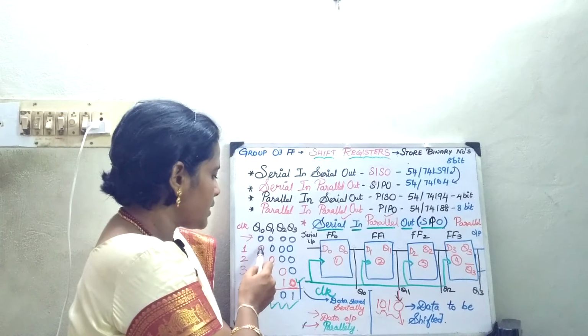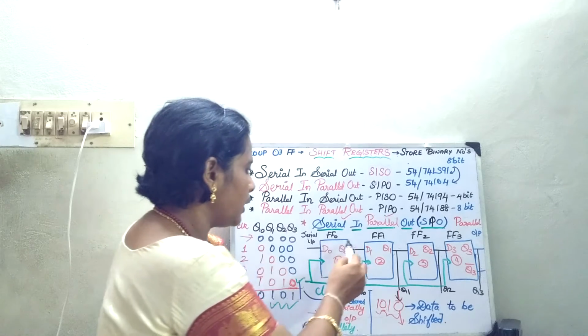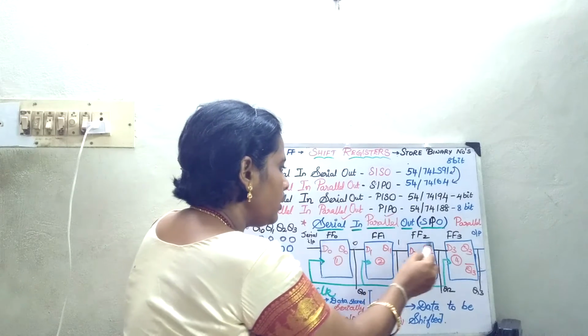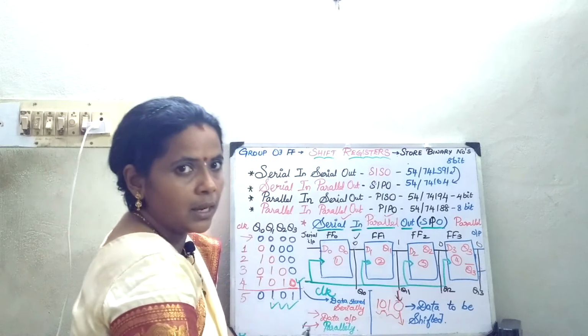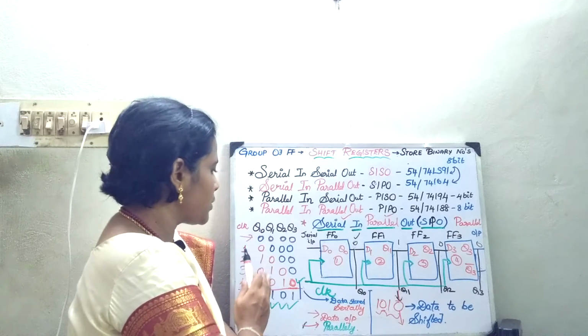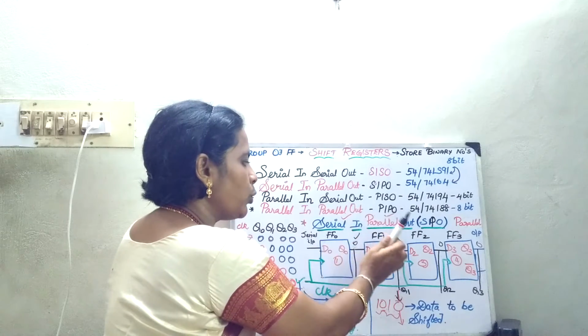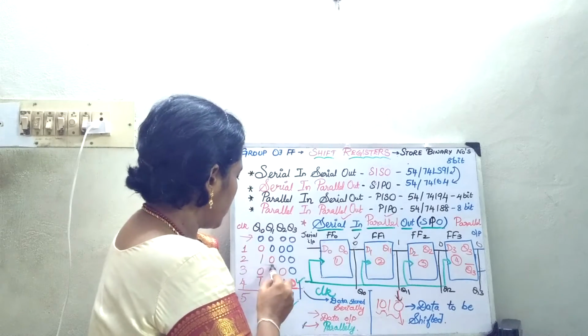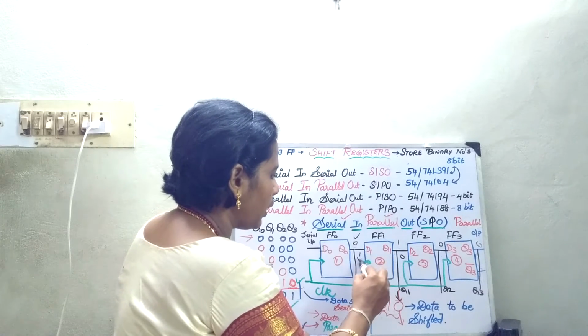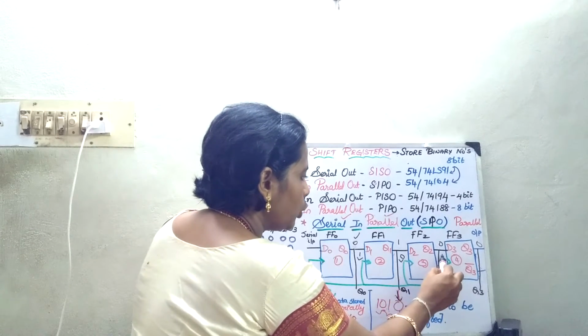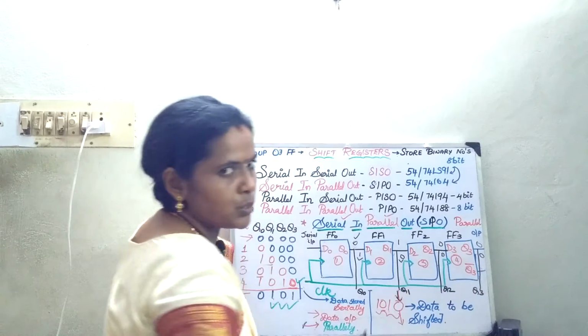So the first data is entered after the first clock pulse. So 0, 1, 0, 0. This is the first data that is entered. When I give the second clock pulse, what will happen? This data is going to be shifted here. So after the next clock pulse, 1, 0. This data is shifted here, and now I am entering the second data. The other 2 places are going to remain at 0.